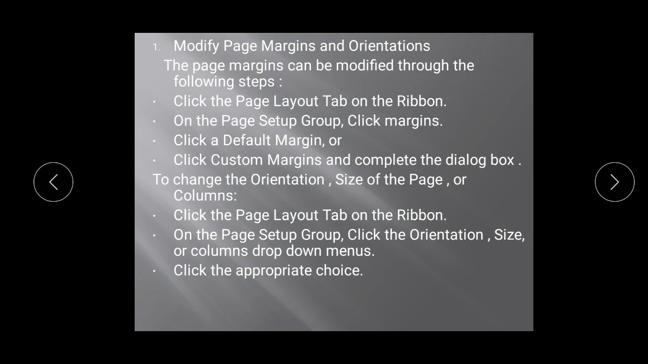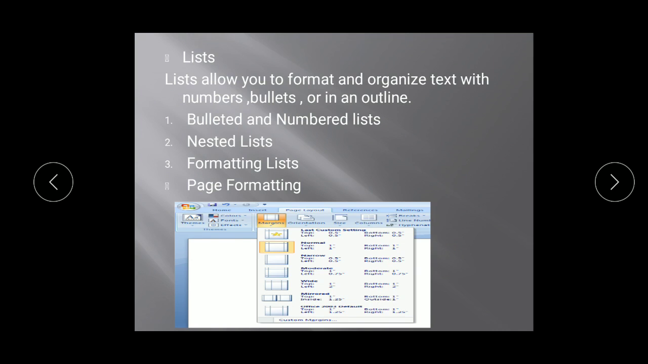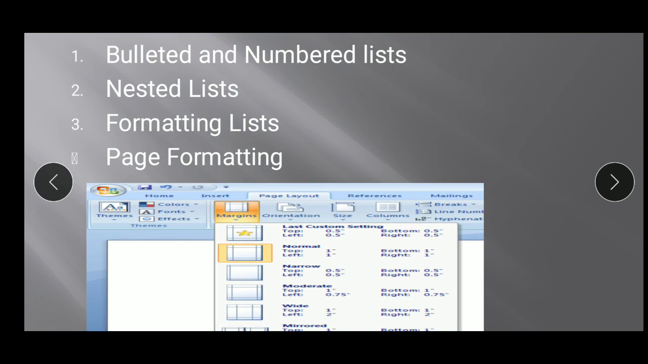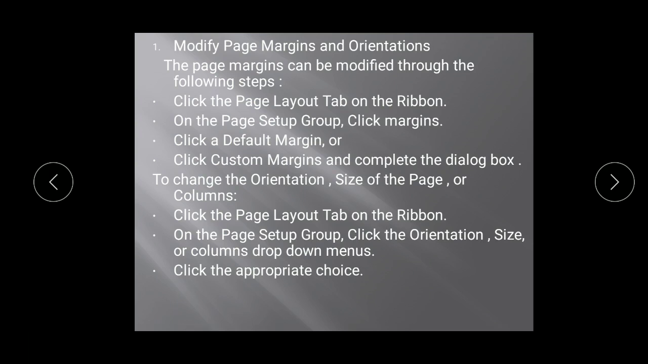That is also on the page layout tab, page setup group, click orientation. So if you can see here, they have both the views, that is the back side is the portrait and the front side is the landscape. If you click on that, you get those two variations. You can select any one of them.